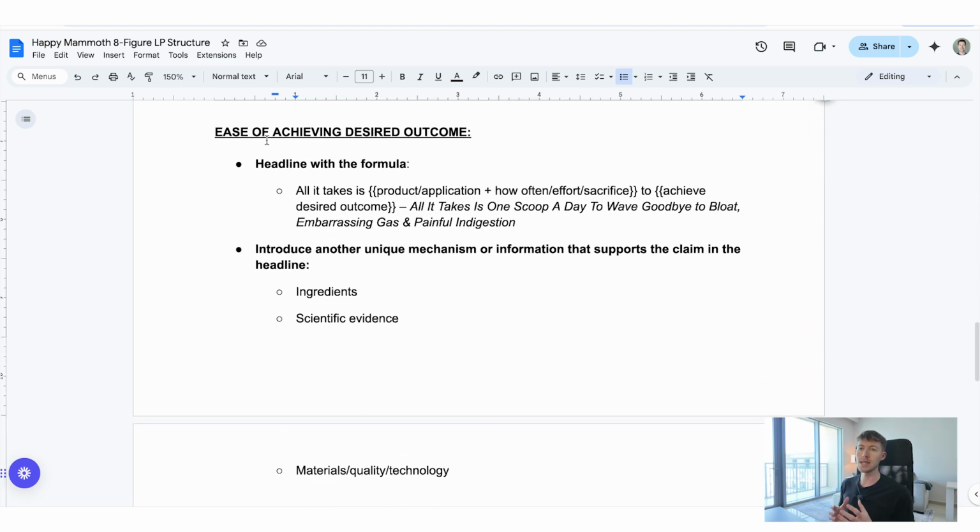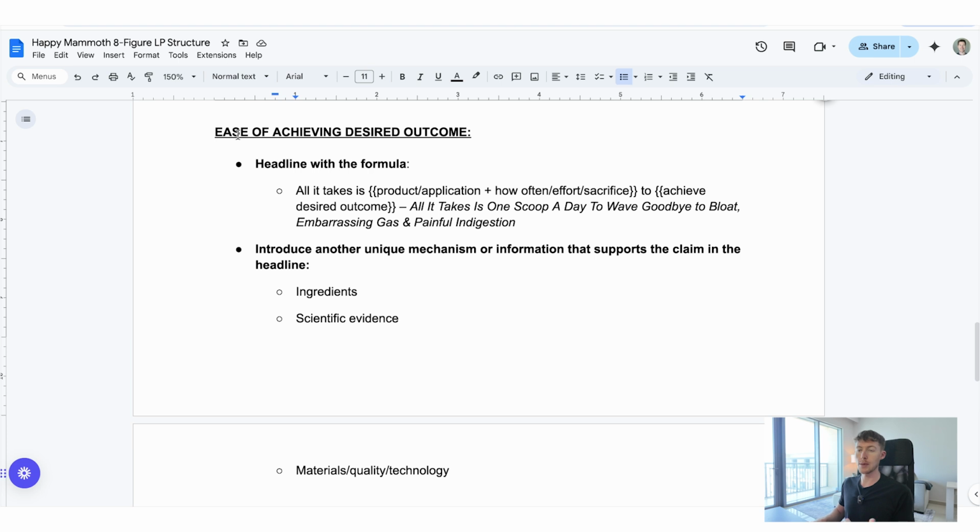So after that, we want to have ease of achieving desired outcome, right? Because we don't just want to introduce our product as a solution, we also want to make sure it's the best solution for the customer. The way that we do that is we reduce the effort and sacrifice, and we increase the perceived likelihood of the customer achieving the desired outcome, right?